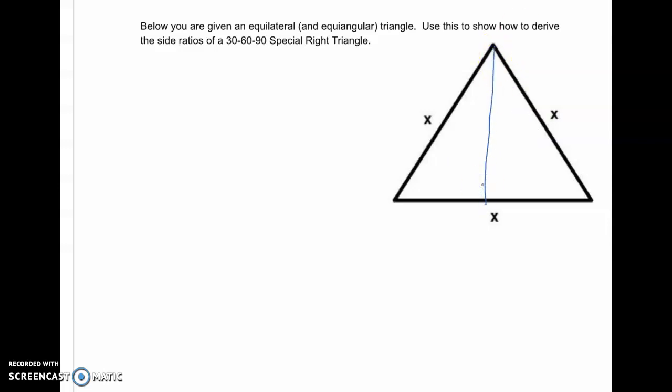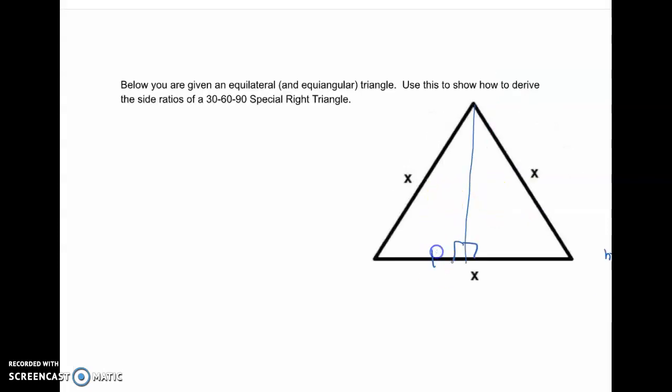Okay, an altitude goes from the vertex and extends through the opposite side at a 90-degree angle. Right here, which is 90-degree angles. And this also forms a perpendicular bisector. And what that means is it breaks this line into two equal lines. And we can label this A, B, and C, and we can label this D. So what that means is it breaks BC into BD and CD.